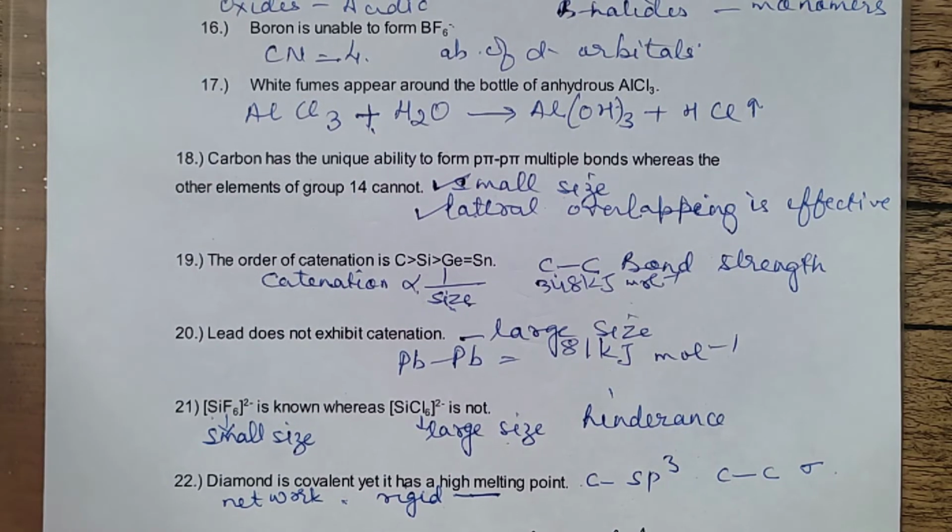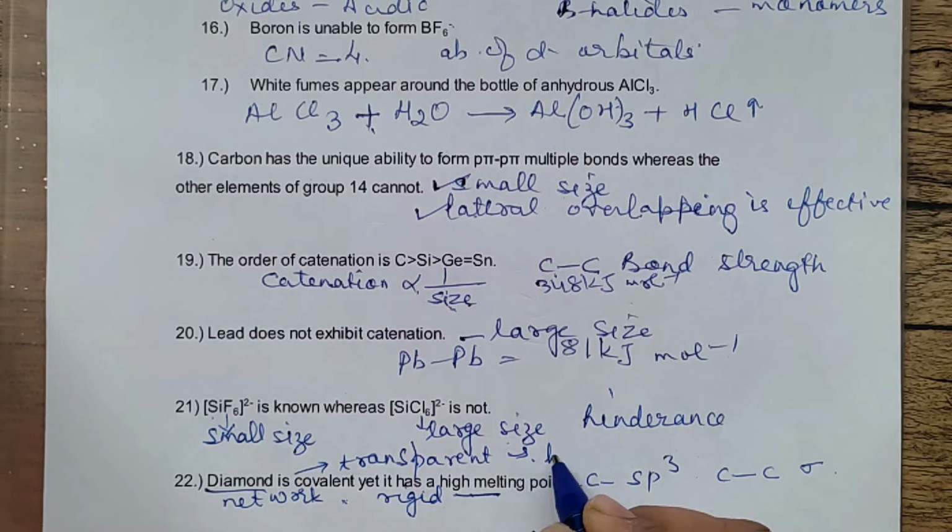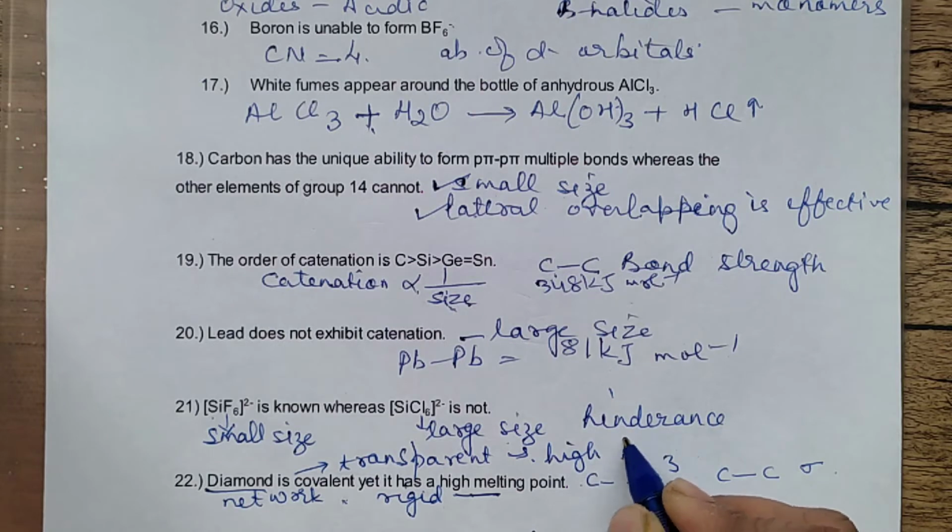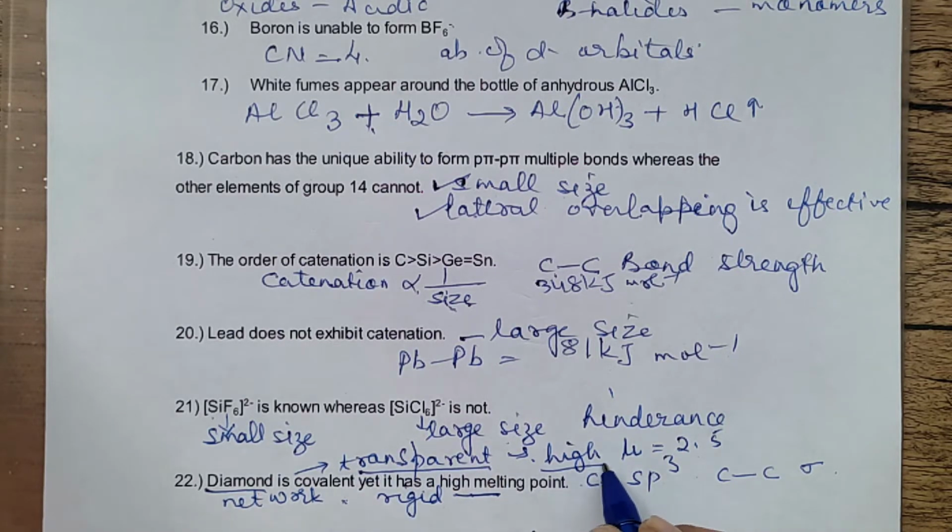Now, with reference to diamond, another question can be asked: diamond is transparent, give reason for that. Why is it transparent? What will you write in this? Because diamond has a high refractive index, and the value is 2.5. So diamond can reflect and refract light. Therefore, it is transparent. So even this can be a reason question.